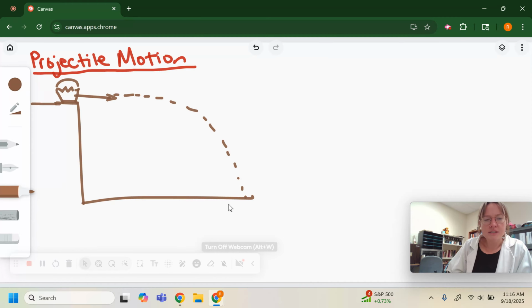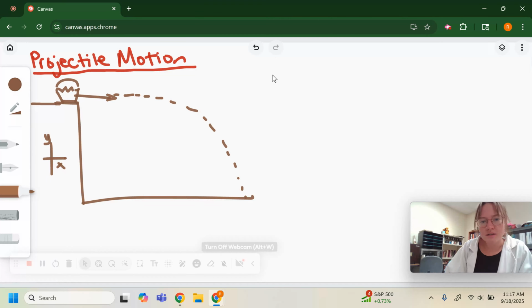Now, the first thing that we need to acknowledge about projectile motion is that in projectile motion, the object moves in both the x direction and in the y direction. Both are true. And here's the second thing about projectile motion that we have to acknowledge, is that in projectile motion, the x direction and the y direction operate independently. They are completely independent of each other. And what we mean by that is what happens in the x direction does not impact what happens in the y direction. And what happens in the y direction does not impact what happens in the x direction.